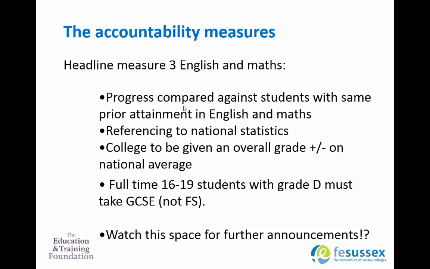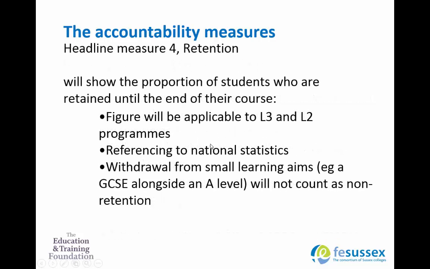National statistics and an overall grade, as I've said before, and the ruling that full-time students 16 to 19 with a grade D must go on to a GCSE and not functional skills. Now most colleges do that already, I know that, but there it is going to be one of the requirements. I've put on there, watch this space for further announcements, because the Chief Inspector in his final report and his annual report published a couple of weeks ago in late November was making reference to the same thing.